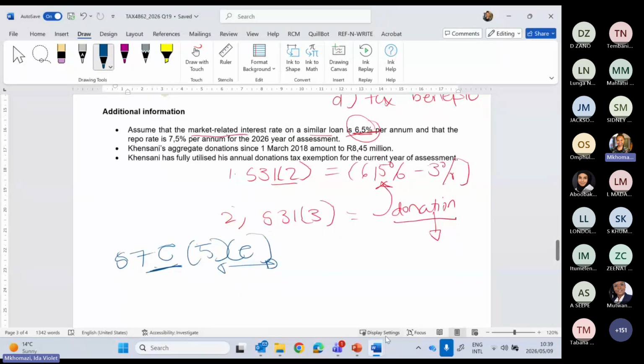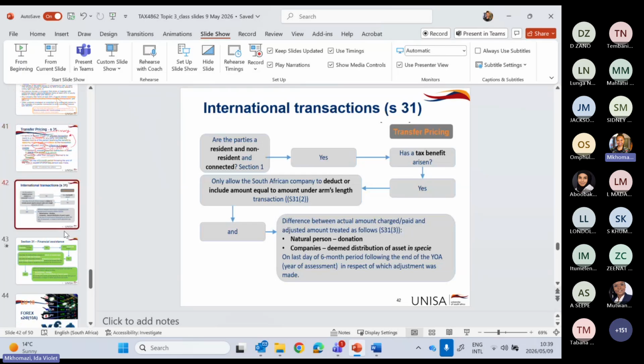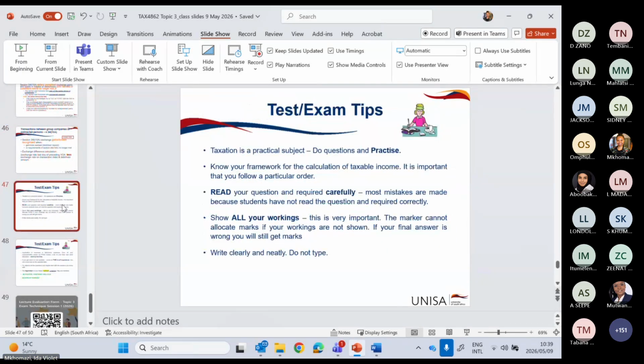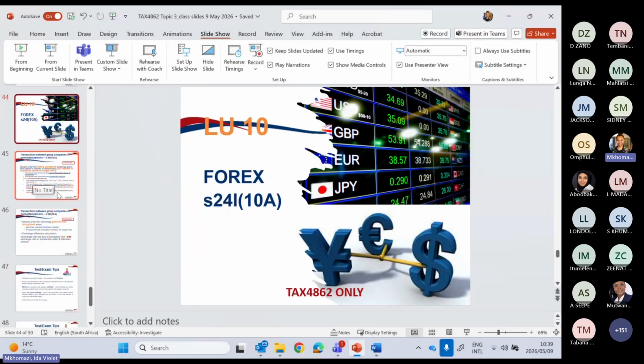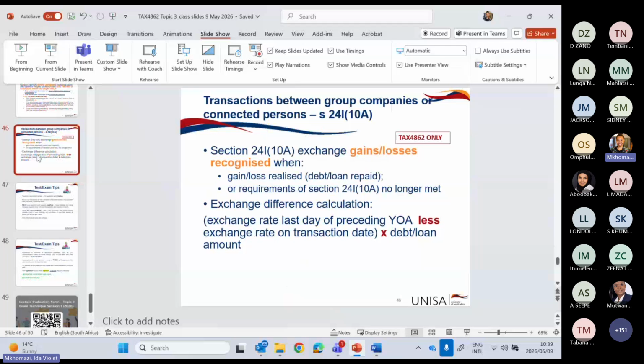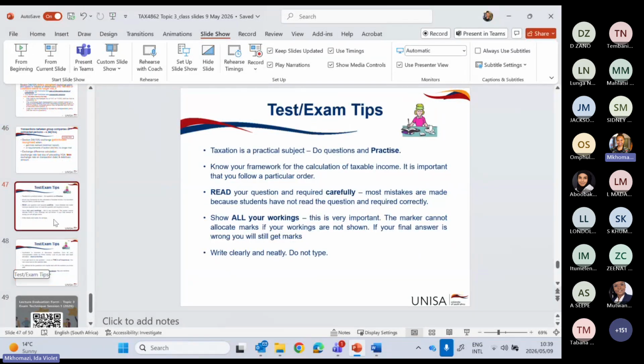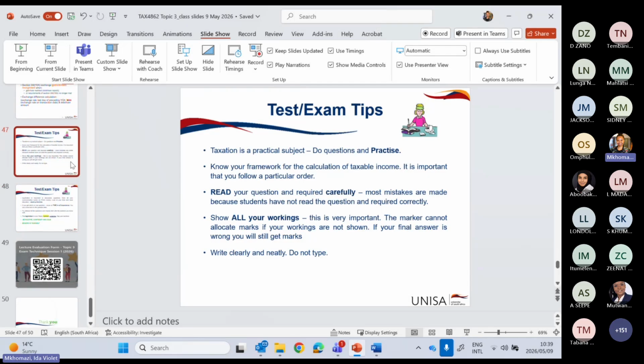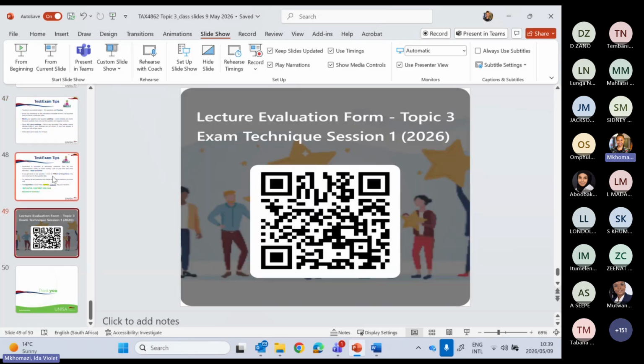Let me see what else I wanted to speak about on the slides. I had some slides on section 24I10 Cap A because there's an amendment there. There are also some exam tips that I had included. But since we are way over the time, I think we can stop here for today. I will share these slides so you can go through the exam tips on your own. I think that's it from my side.